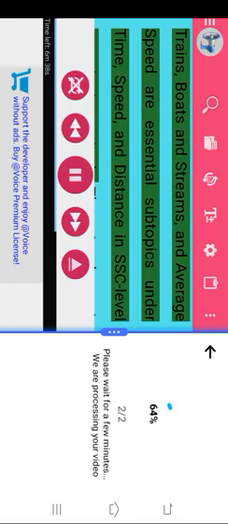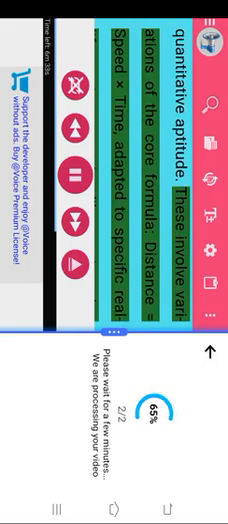Trains, boats and streams, and average speed are essential subtopics under time, speed, and distance in SSC level quantitative aptitude. These involve variations of the core formula, distance equals speed times time, adapted to specific real-life motion scenarios like moving platforms, currents, or return journeys.